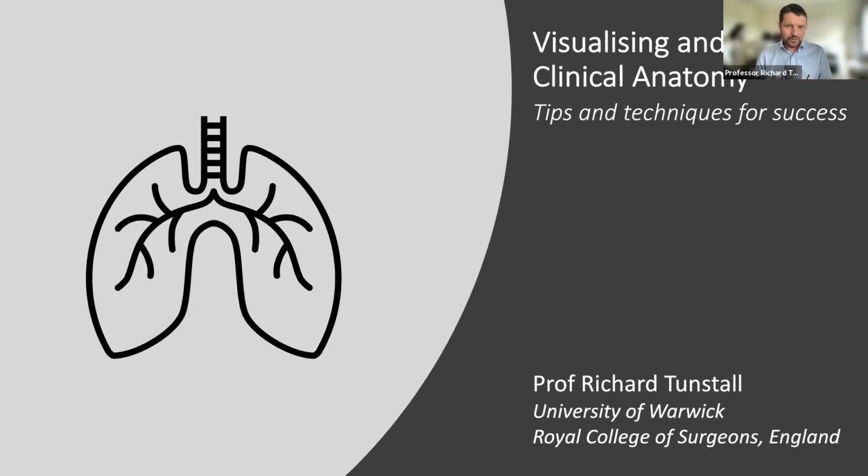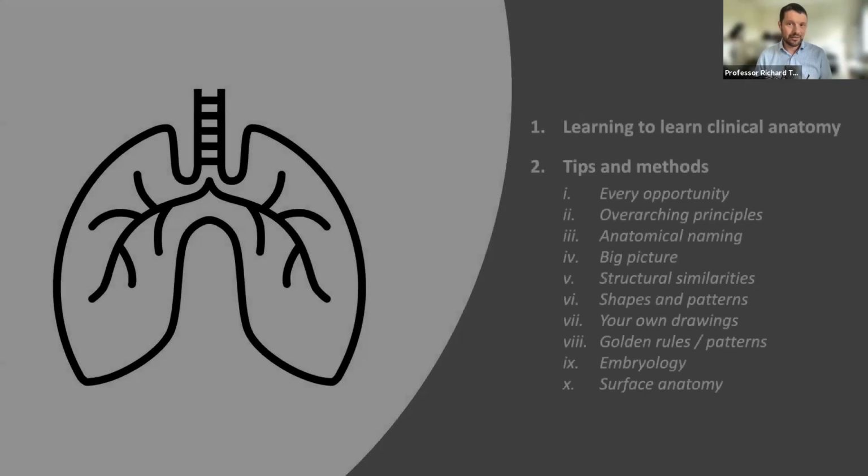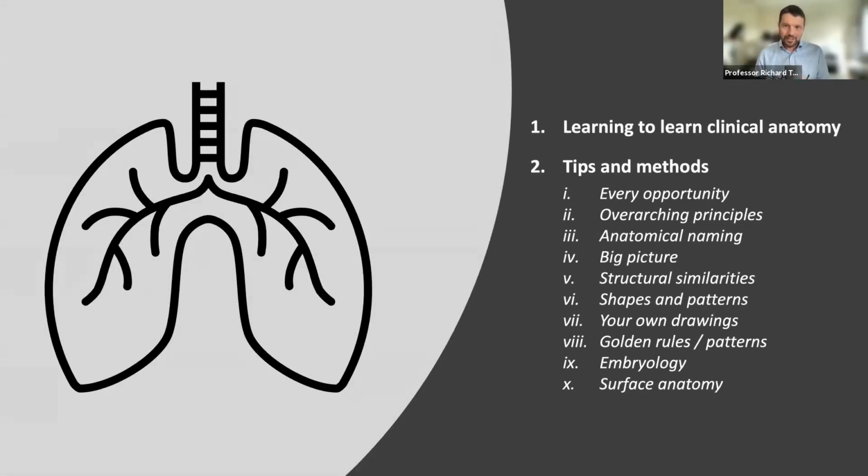And when you're new to anatomy, it can appear like a daunting subject area. So what we're going to do in this session is have a look at, firstly, learning to learn clinical anatomy. So some tips and techniques for learning. And then we'll move on to have a look at some specific tips and methods for learning clinical anatomy. So there's 10 in the list here. We should get through all of these. If you wish to screenshot that list, just so you have a reference, please feel free to do so.